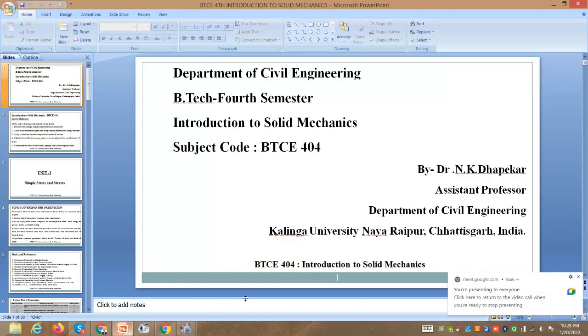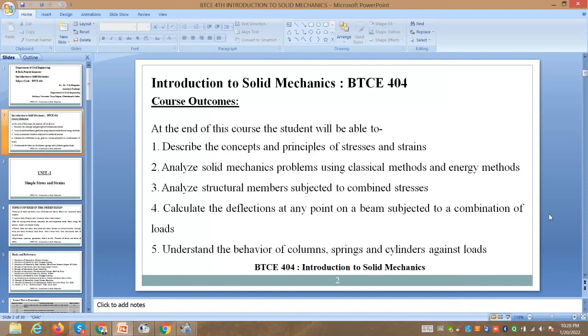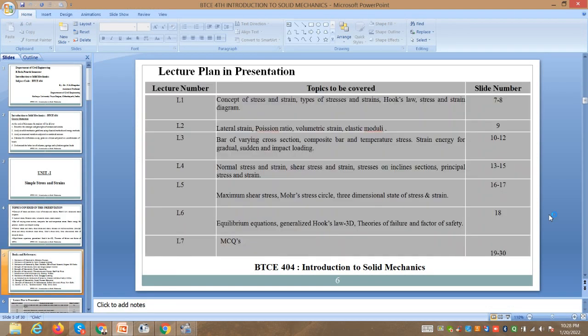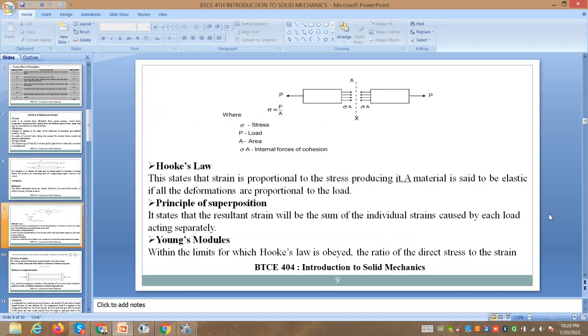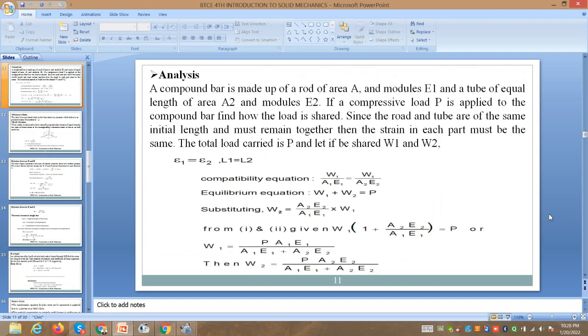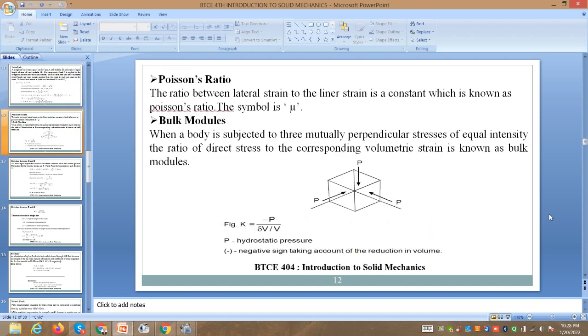Okay, so students, please look at this presentation. We have seen in our previous classes simple stress and strain, Young's modulus of elasticity, and we have seen modulus of rigidity, the ratio of shear stress to shear strain. We have seen bulk modulus of elasticity, compatibility equation, and equation of equilibrium you have studied in your engineering mechanics.